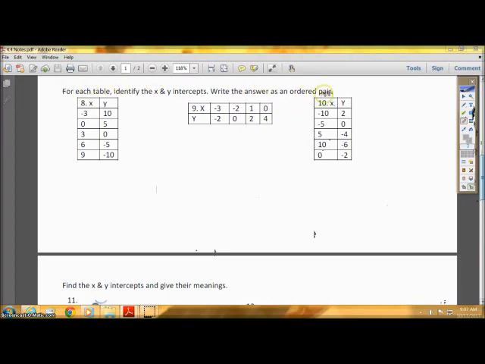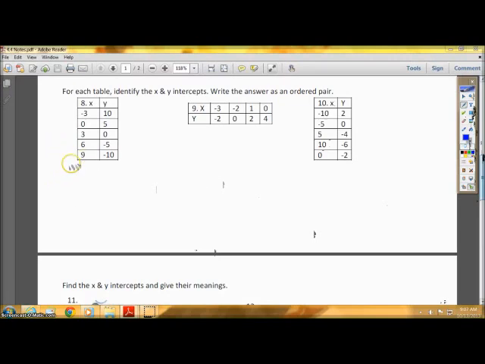Okay, for each table we're going to identify the x and y intercepts. We want to write the answer as an ordered pair. So we've had different forms of the x and y intercepts. We found them on a graph, we found them through the equation, and now we want to be able to look at a table and decide what the x and y intercepts are.